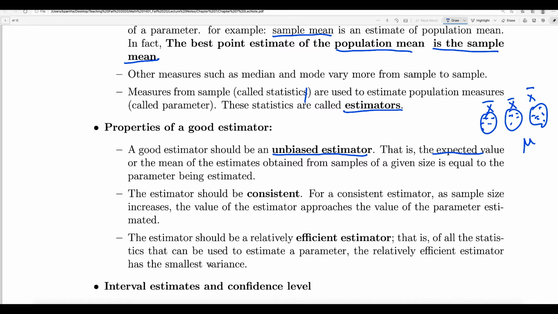Another property that is needed is that the estimator should be a relatively efficient estimator. That is, of all the statistics that can be used to estimate a parameter, the relatively efficient estimator has the smallest variance.